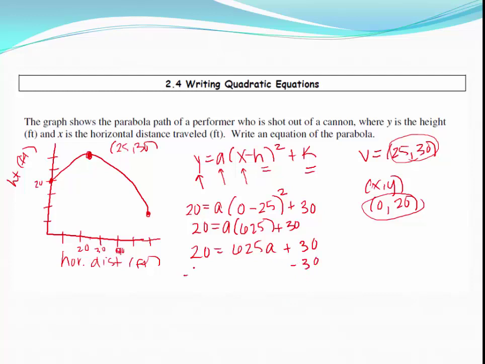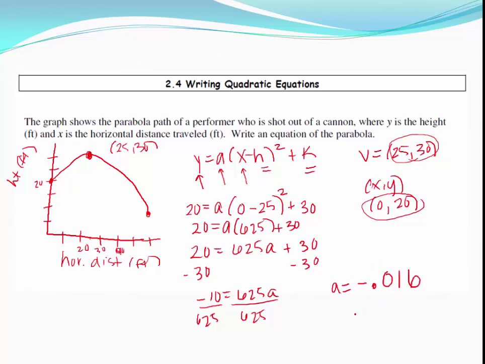So I'm going to subtract 30, and I'm going to divide by 625. And normally in real life problems like this, we're going to go ahead and write our values as decimals and not leave them as fractions. So there's my value for a.